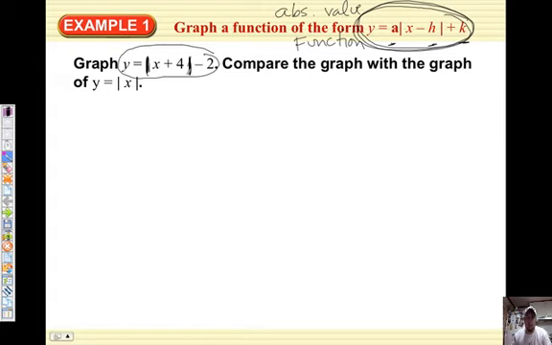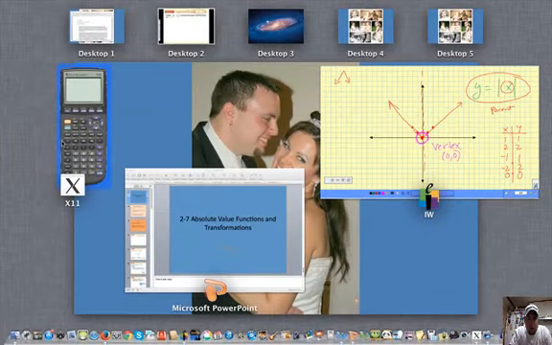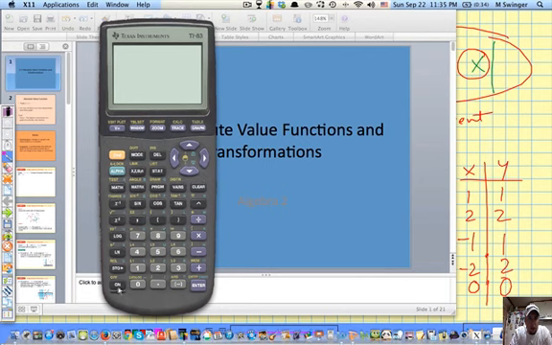So let's actually use our calculators right now. Absolute value of x plus 4 minus 2. I'm just going to show you a couple things. Turn it on. Y equals absolute value. Now where do you get absolute value? Go to the math key right here and go to NUM, right there under NUM, ABS. That means absolute value. Hit that. Absolute value of x plus 4 and then minus 2.